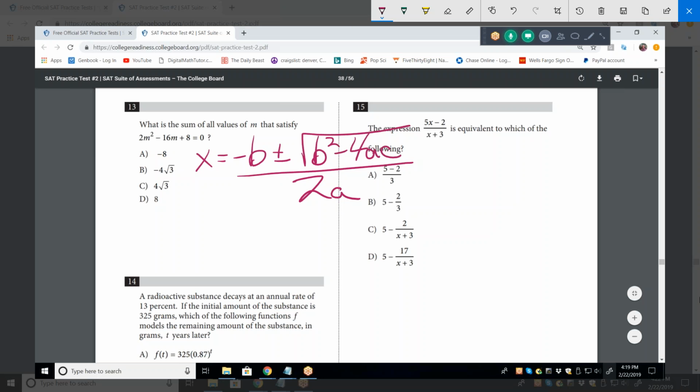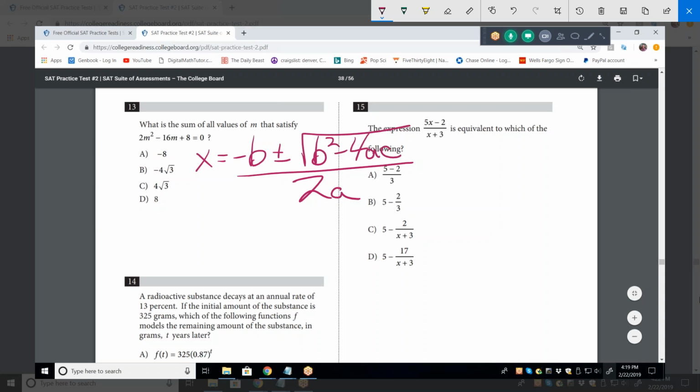I apologize. No, this is not a good back-solving problem. In other words, if they would have said, solve for m, then I could back-solve this if I did not know the quadratic. But that's not what they're saying. They're saying, solve for both values of m, add them together, what do you get? And that is not the kind of problem that lends itself to back solving.